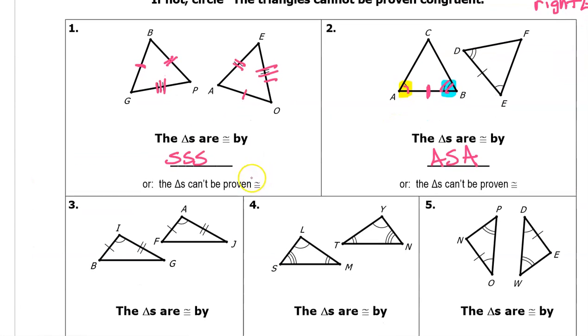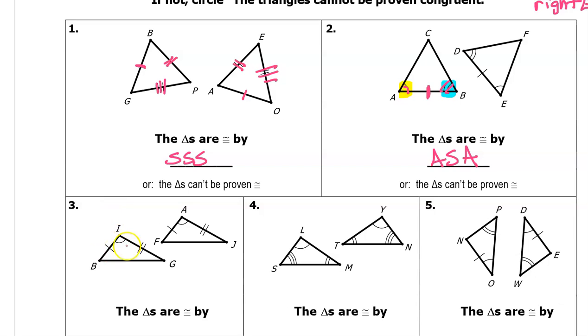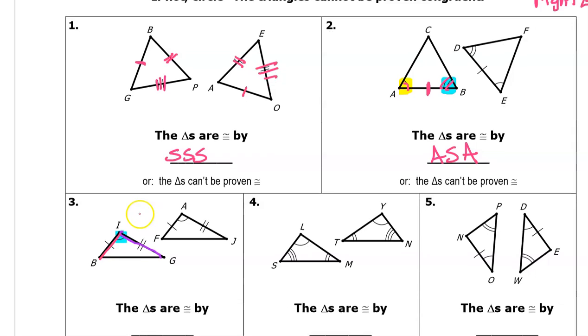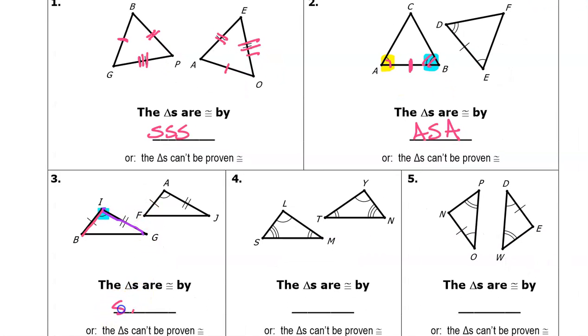So let's take a closer look. Well, here is one side, and then here is the other side. So you can see that the angle is between the 2 sides. So this will in fact be side, angle, side. The angle is between the 2 sides.